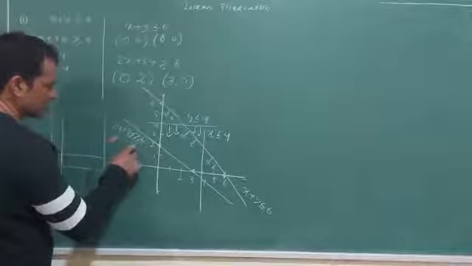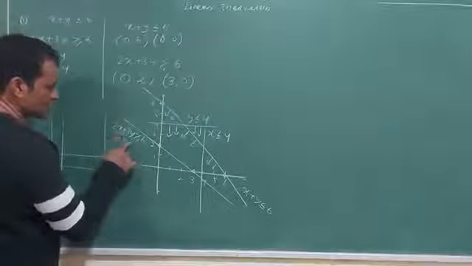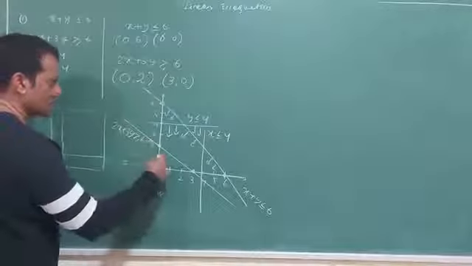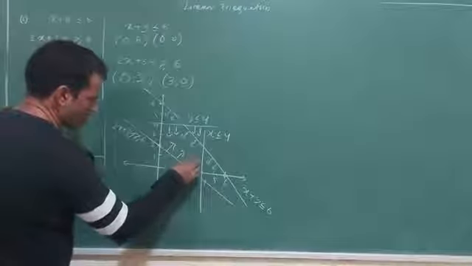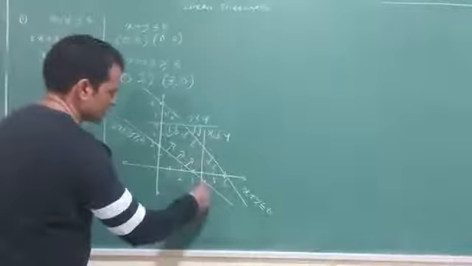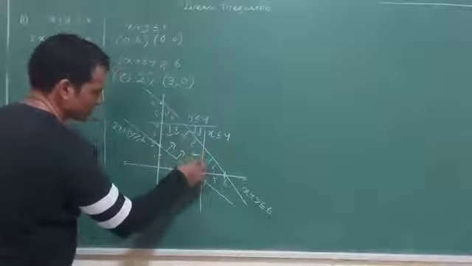This is greater than or equal to 6. Origin is not satisfying. 0, 0 is not greater than or equal to 6. That means it is going in the opposite direction, away. This line x is less than or equal to 4 is also coming towards the origin.